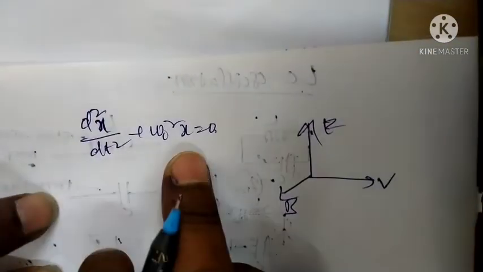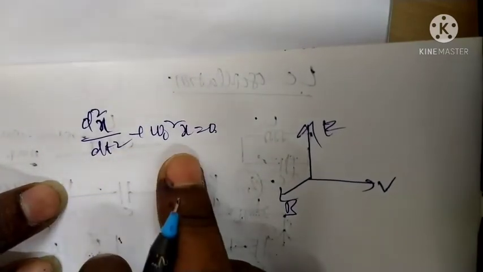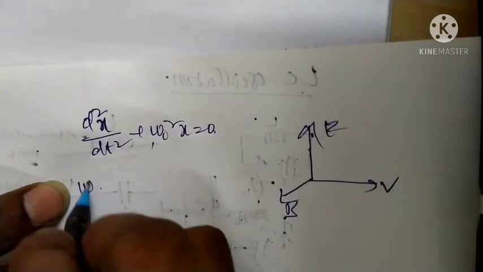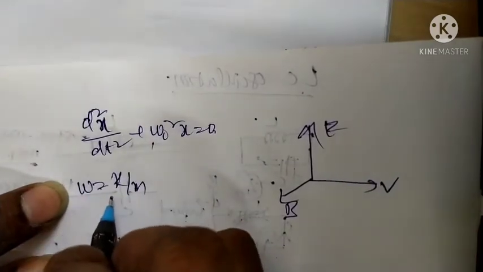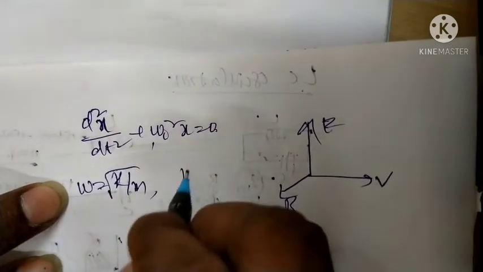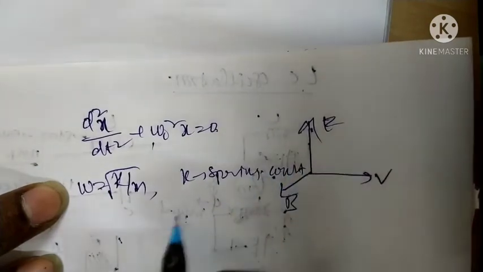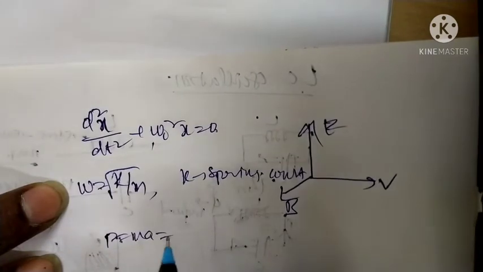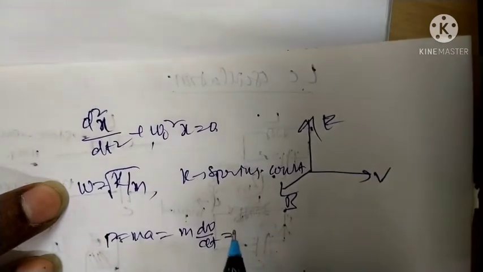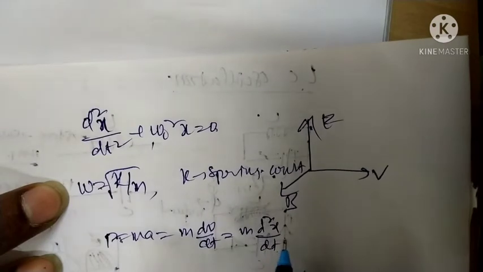This is also an oscillator form, in the form of x, and this is the y form. So from here ω = √(k/m), where k is the spring constant. In this case, for the mechanical energy of the system, F = ma. What is ma? m dv/dt, that is m ∂²x/∂t².